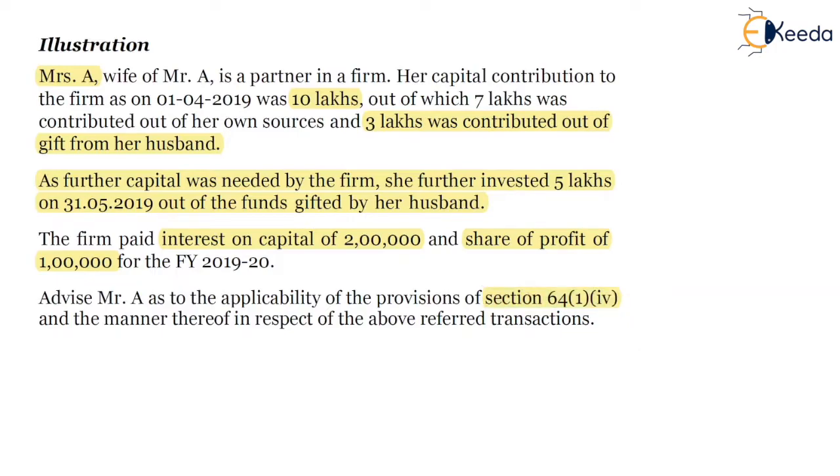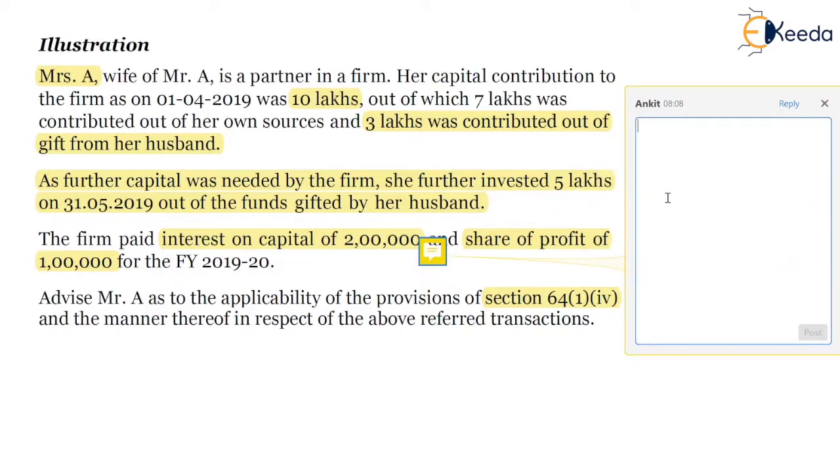So friends, on your screen, the referred transaction, let's go. For clubbing provisions, we will have to see the interest on capital only. Share of profit won't be considered. So first is interest on capital. We'll have to first determine the ratio.